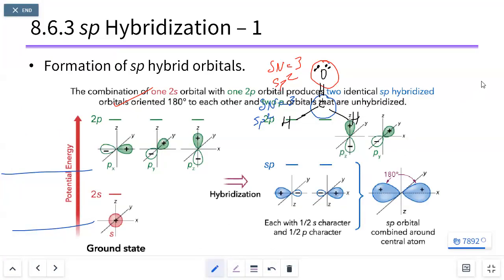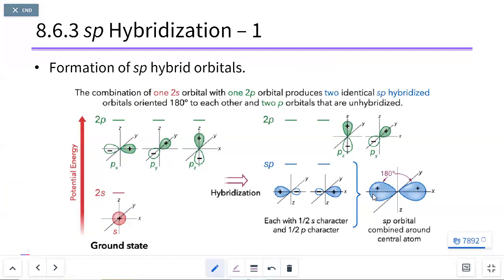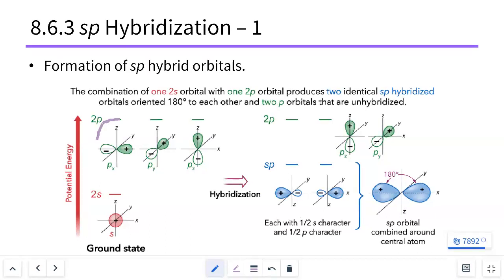Okay, let's look at the third most common type of hybridization, sp hybridization. With sp hybridization, what we are seeing is the combination of just one of these p orbitals with the s, just one of them, which means we have two orbitals that are unhybridized.